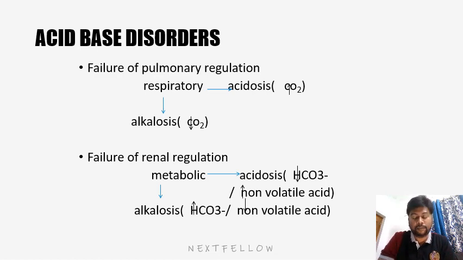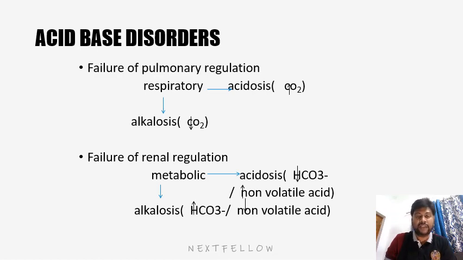Coming to the metabolic part, the main function of the kidney is to remove the organic acids formed in our body and to increase the bicarbonate level in the body. If this fails, what will happen? Acids will accumulate and the base level will decrease, leading to metabolic acidosis. Whereas the reverse leads to metabolic alkalosis.